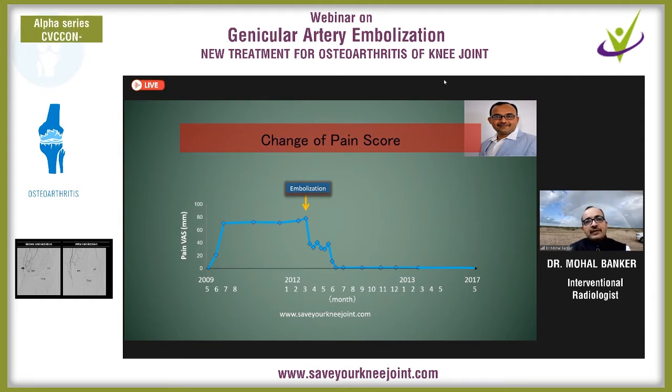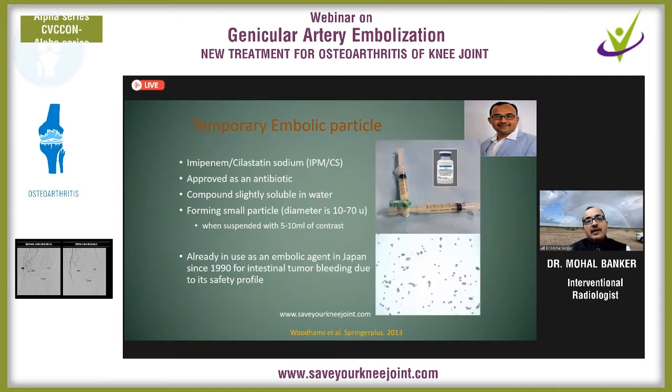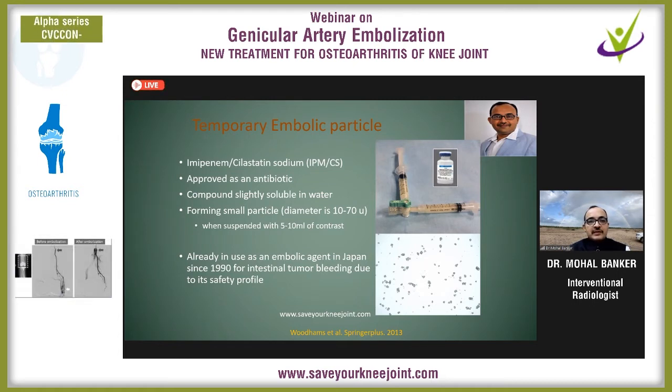As I have told you, in any osteoarthritis of the knee joint patient, the dominant complaint is pain. If you relieve the pain, the patient lives a very happy and healthy life with the same natural joint. So genicular artery embolization is a blessing for lots of patients.